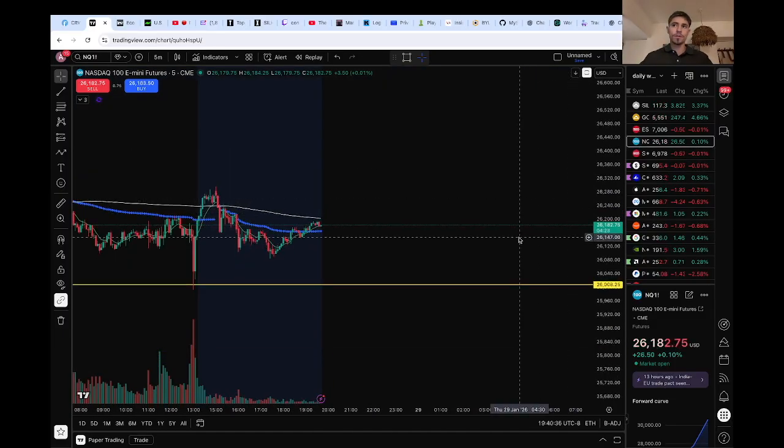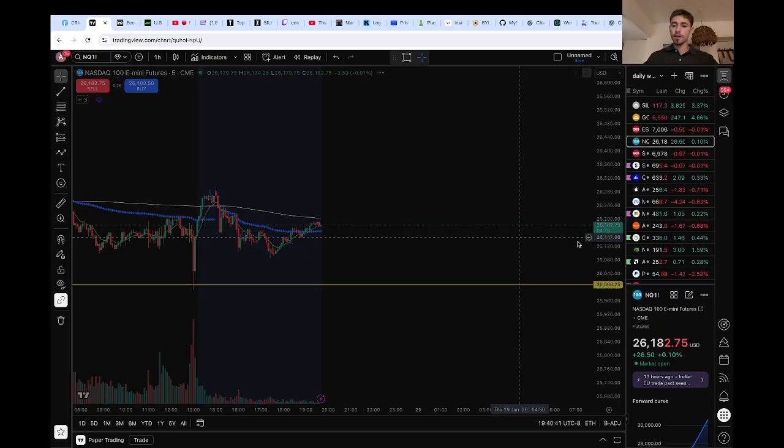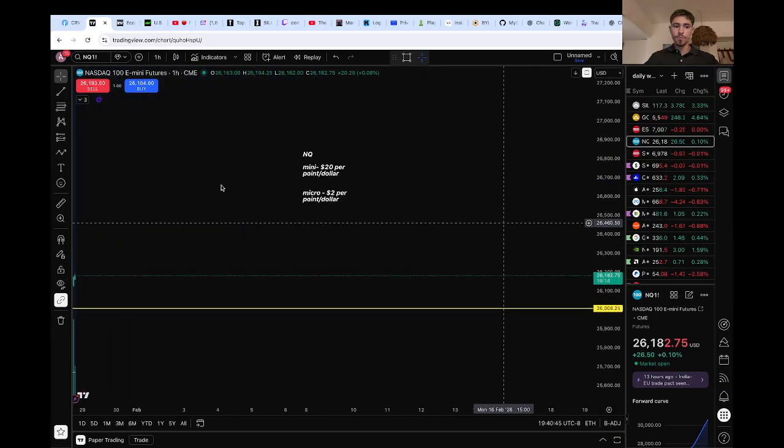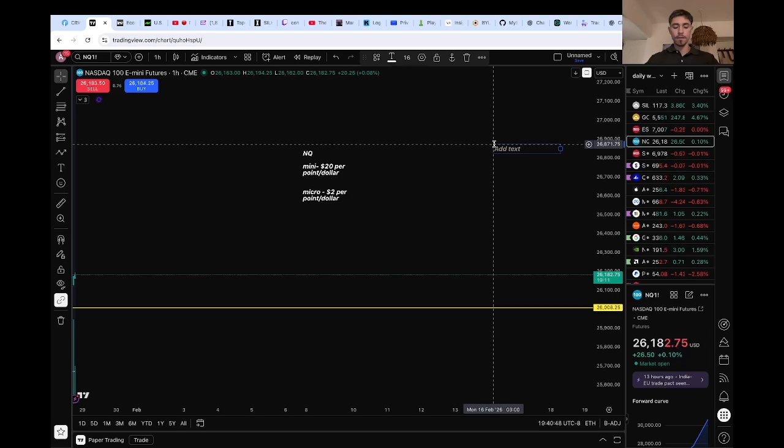So if I'm risking 20 points, I'm risking $400. So therefore, my system with the NASDAQ is, I usually risk 10 to make 20, or I risk 15 to make 30, right? So if I'm risking 10 to make 20, 10 times 20 is 200. So I'm risking 200 to go make 400. It's the same system as ES.